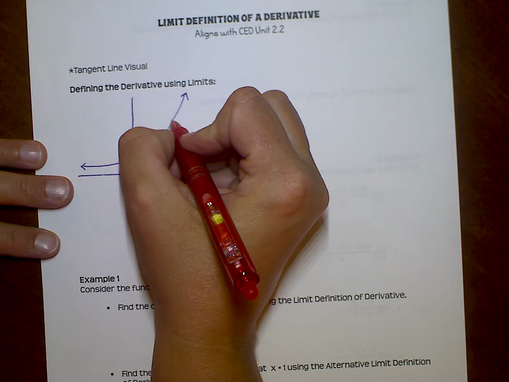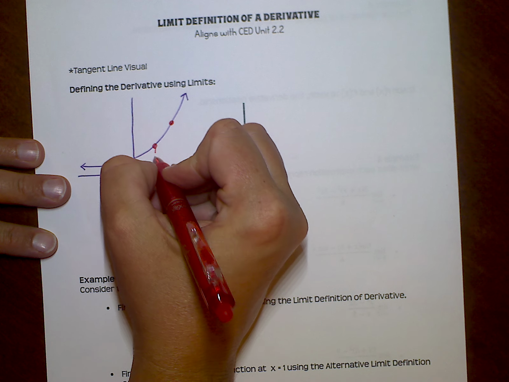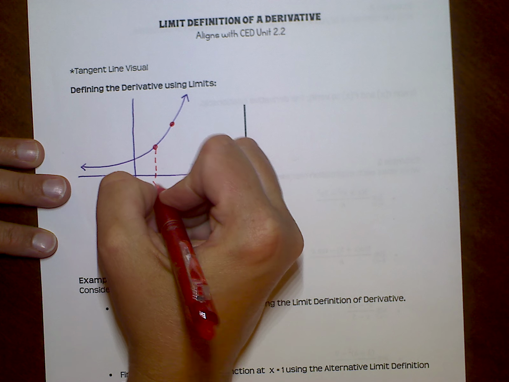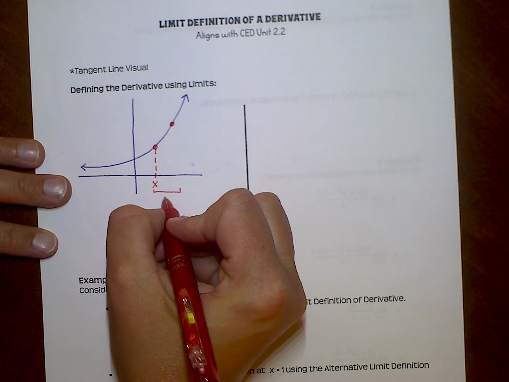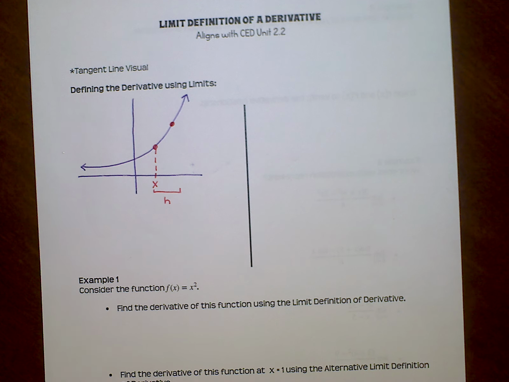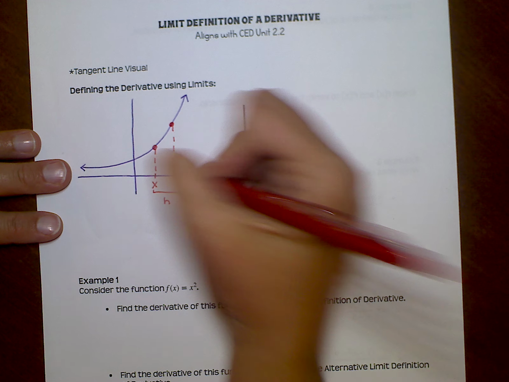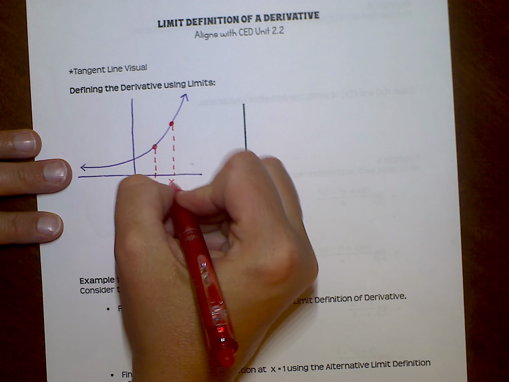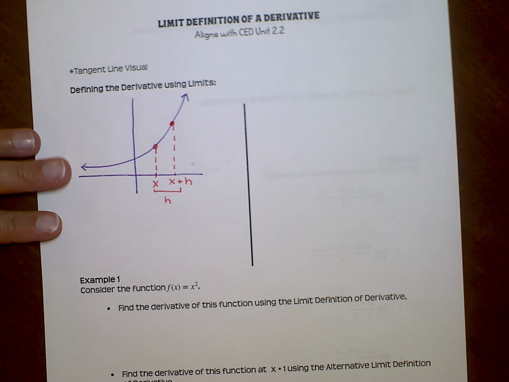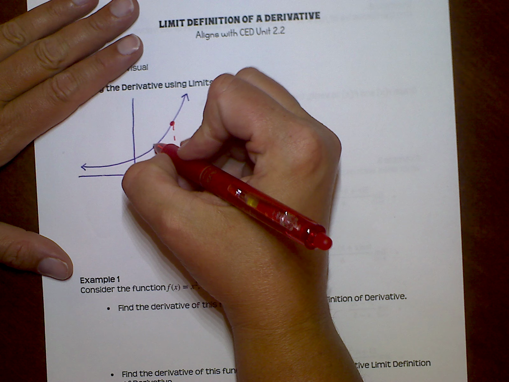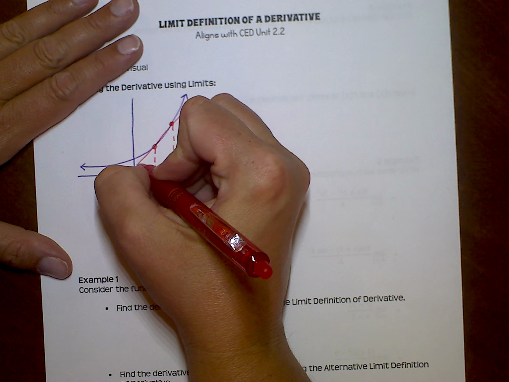So the way this is going to work is I'm actually going to choose another coordinate here. And let's go back to this first point. We're going to call this value here just x. And then I'm going to say that this other red point is h units to the right, or it could be h units to the left. It doesn't really matter. So the x value of this red dot would be x plus h. So h represents the horizontal distance between these 2 points.